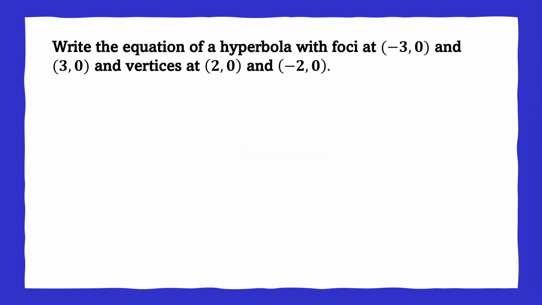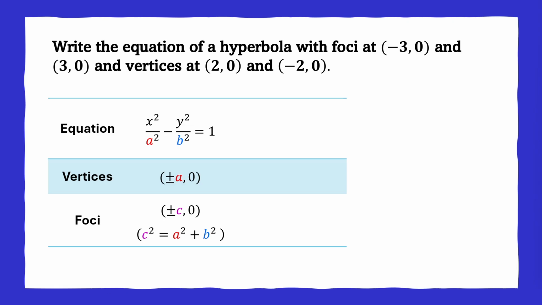Write the equation of a hyperbola with foci at (-3, 0) and (3, 0), and vertices at (2, 0) and (-2, 0). Since the foci and vertices lie along the x-axis, the hyperbola opens horizontally. That means the equation will follow the form x squared divided by a squared minus y squared divided by b squared equals 1. The distance from the center to each vertex is 2, so a is 2.